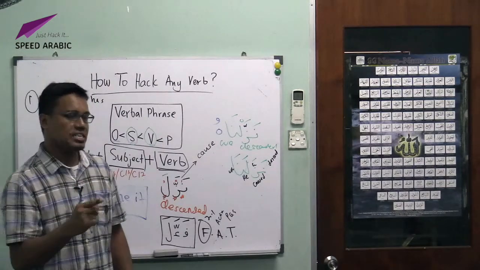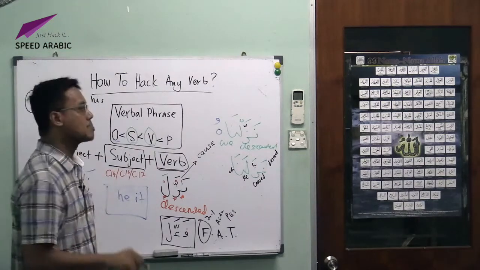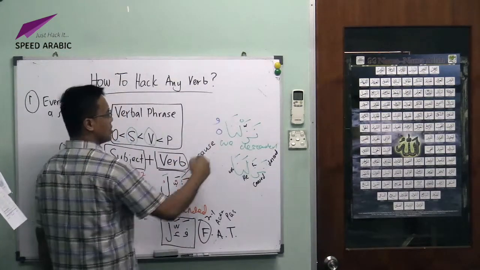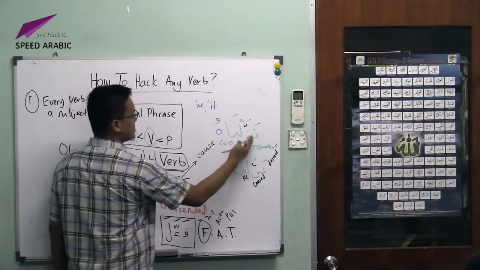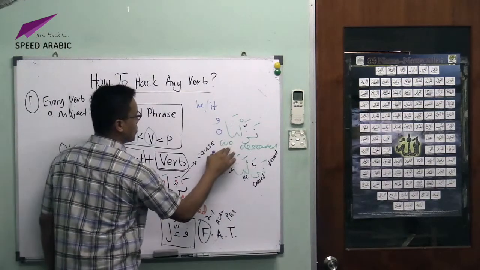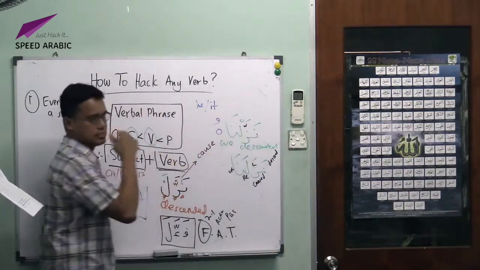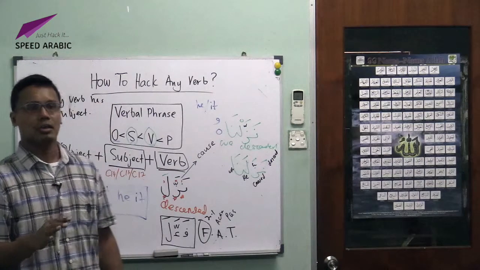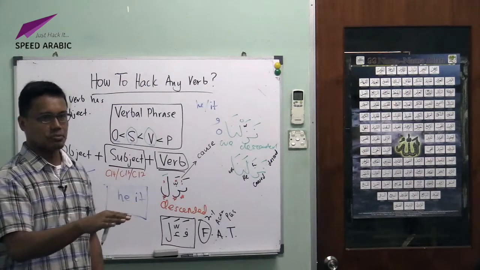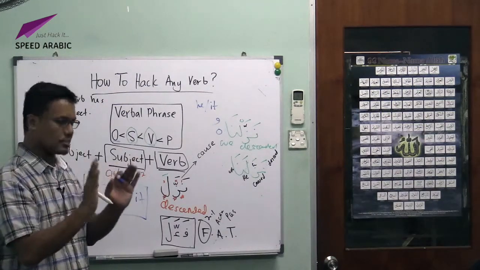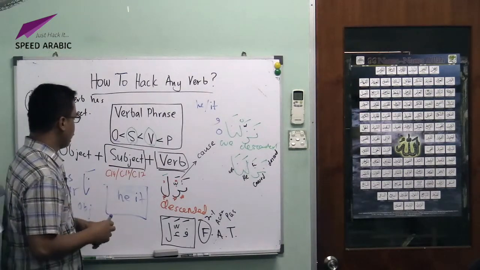Okay. Now, if I were to put an object, what's the meaning of nazzalnahu? So what's the meaning of hu? He or it, right? So nazzalnahu is we caused it to descend. Okay, we caused it to descend. Later on, when you go to the step-by-step formula, you will see everything in steps, and it will be more clear.